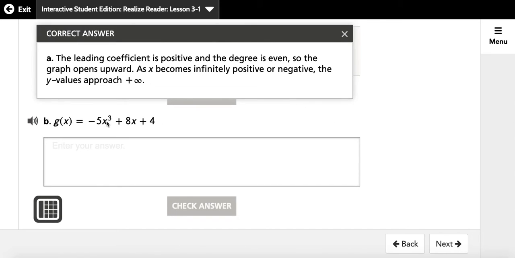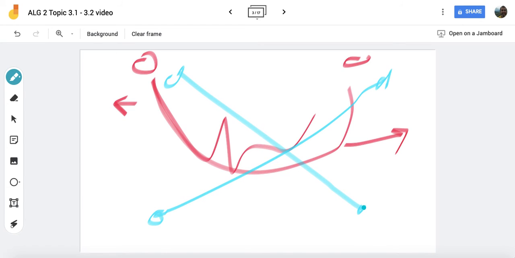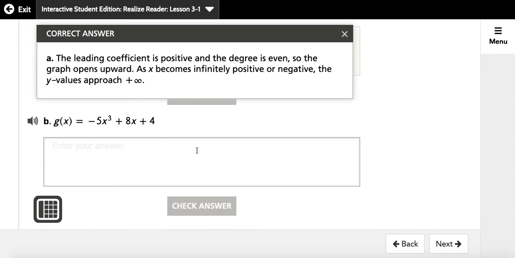All right, how about this one? This is an odd exponent with a negative coefficient. So I would say, I'll change colors. It's odd, so I know it either starts here and goes up this way, or it starts here and comes down this way. Do you remember which one was which? It had a negative leading coefficient, so that means it's this one. So as x approaches negative infinity, y approaches positive infinity. As x approaches infinity, y approaches negative infinity.